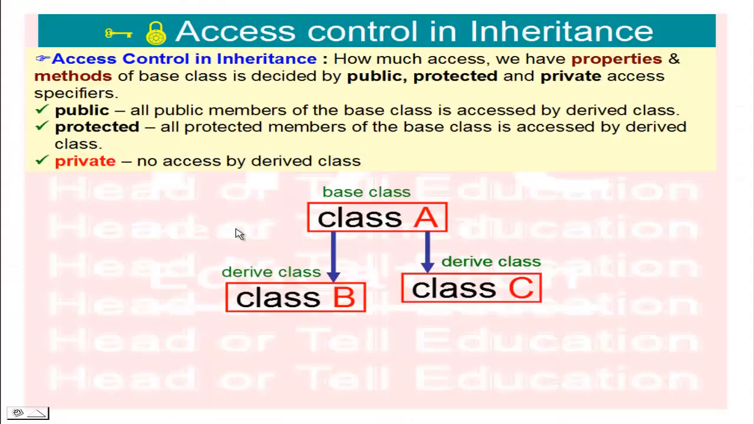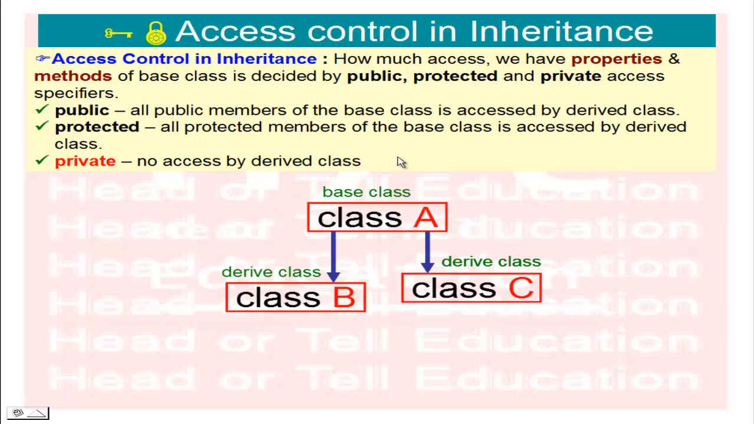Now, what is access control in inheritance? Access control in inheritance decides how much access we have to the properties and methods of the base class, using public, protected and private access specifiers. Public: all public members of the base class are accessed by the derived class. Protected: all protected members of the base class are accessed by the derived class. And private: no access by the derived class.